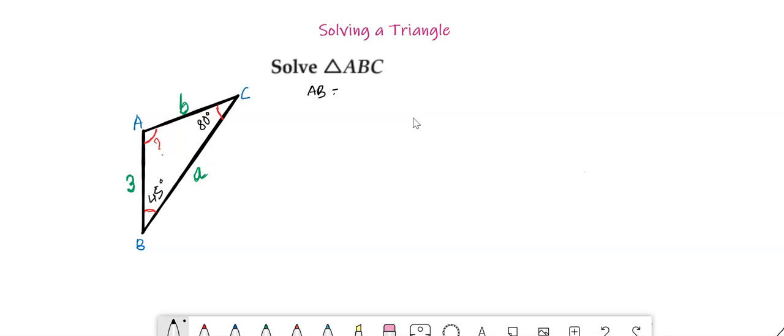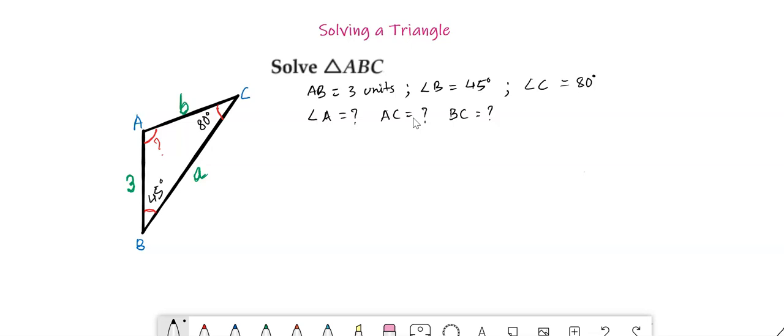AB is 3 units, angle B is 45 degrees, and angle C is 80 degrees. Now, we have to solve the triangle ABC, meaning we have to find the rest of the three things. So angle A we need to find, AC we need to find, and BC we need to find.